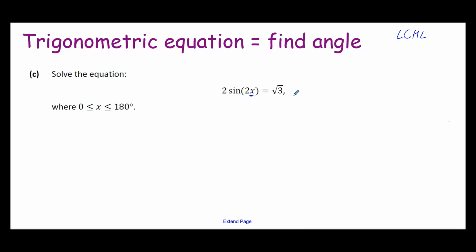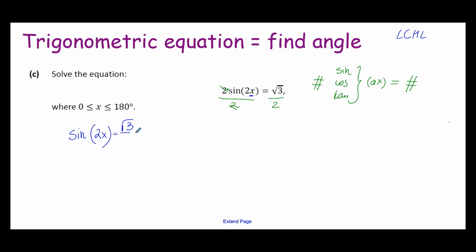When our example is given to us in this form, what do I mean by this form? When I have sine or cos or tan, it doesn't matter, followed by a number and x or any other letter, equal to a number, but then there is a number in front of sine or cos or tan. The first thing that we need to do is eliminate that number. So I need to first divide both sides by 2. I need to have just sine or cos or tan on its own. So that's the first thing we do. Therefore we are considering sine of 2x equals square root of 3 divided by 2. So that's the first step that we do.